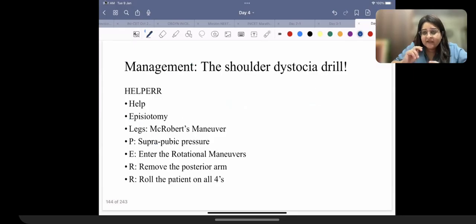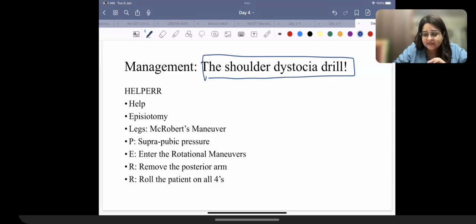Now it's a very scary thing to happen. So there is a mnemonic to remember the shoulder dystocia drill. What should you do? Everybody in the labor room should know the shoulder dystocia drill. The mnemonic is the HELPERR mnemonic. So let's understand the mnemonic. H is help. Okay. Second is give an episiotomy. Okay. And the episiotomy is not to prevent tears.